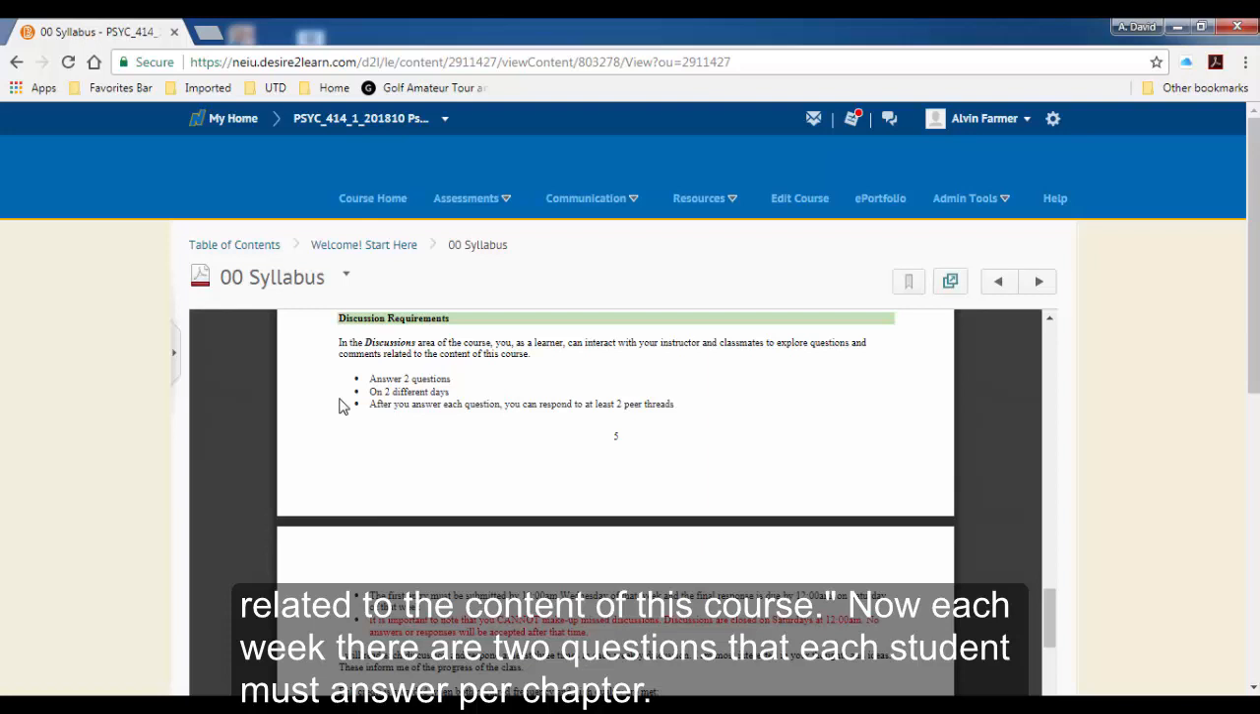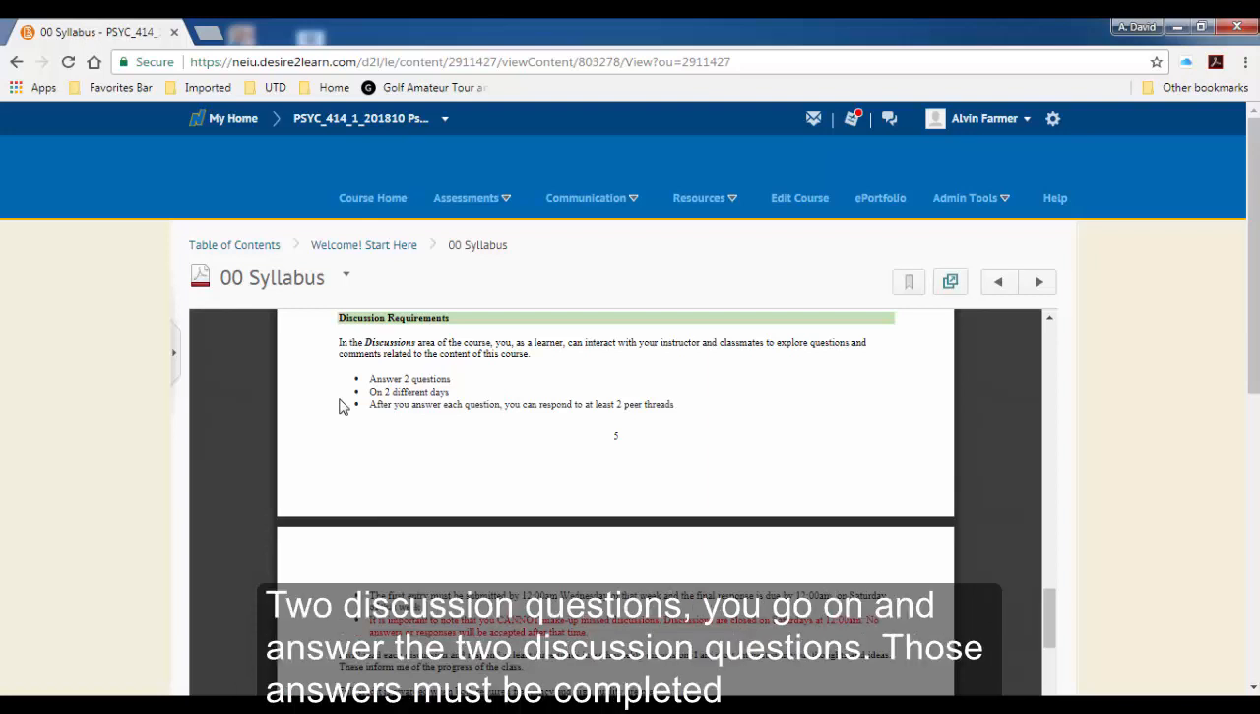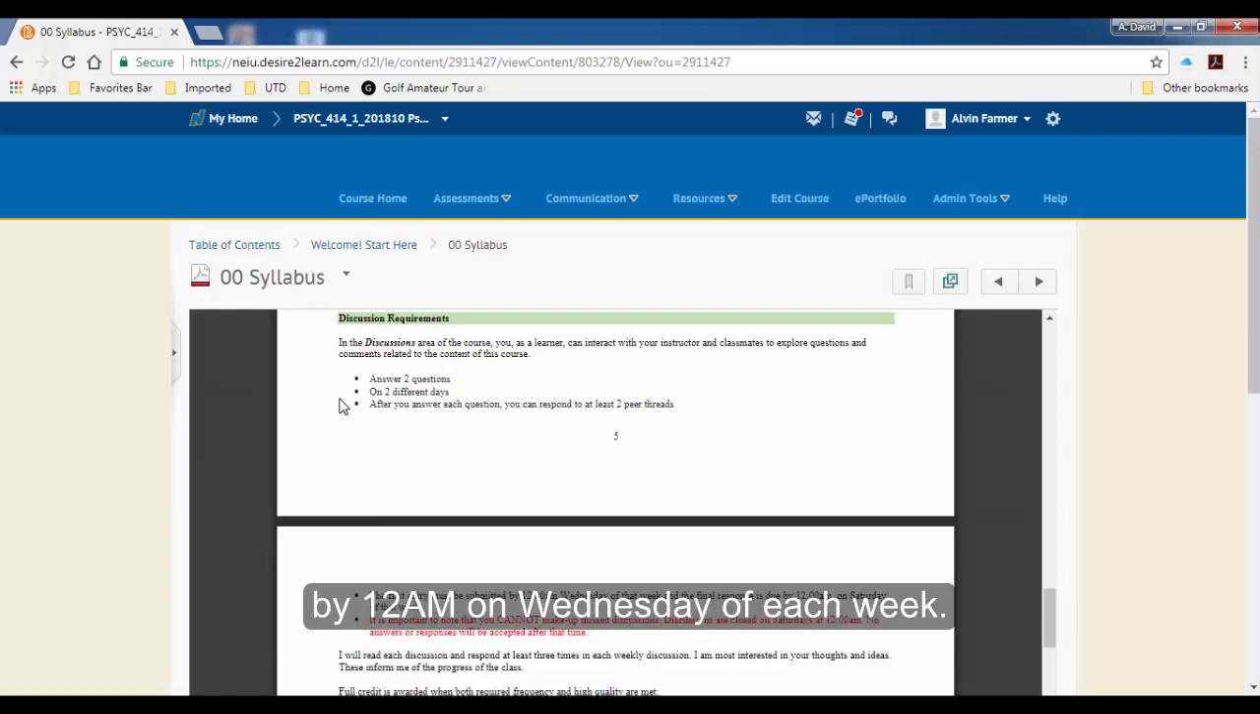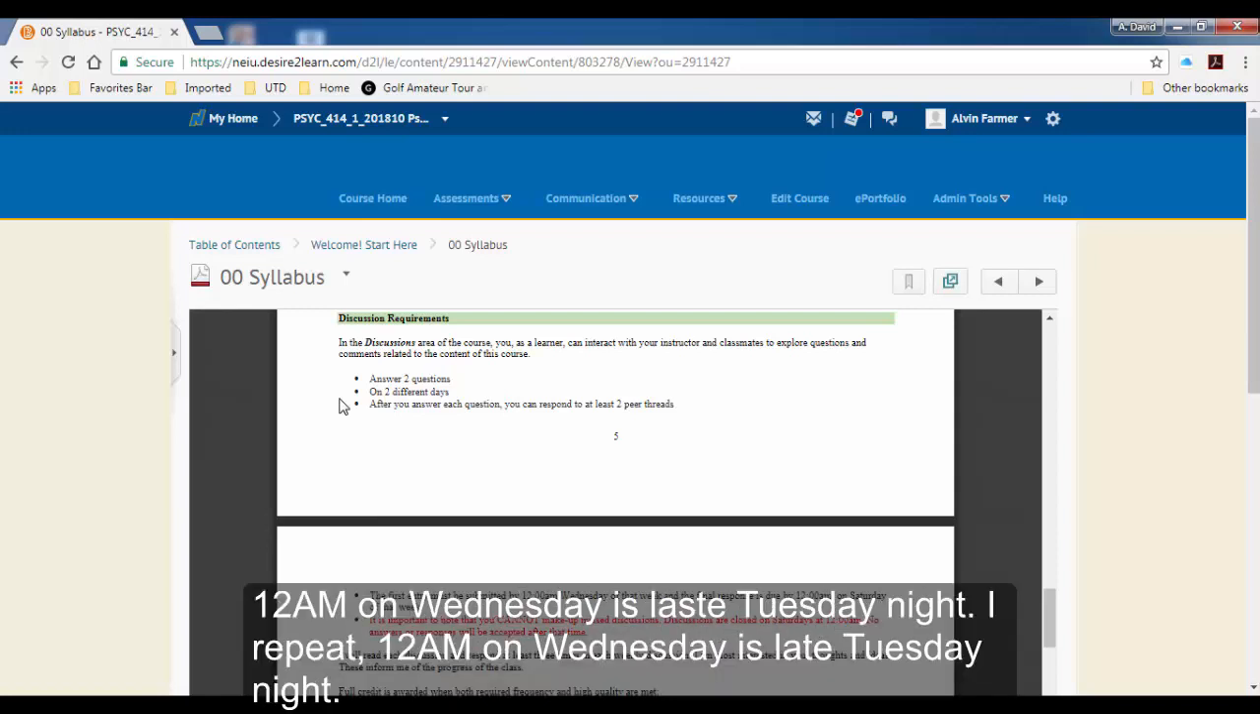Now, each week there are 2 questions that each student must answer per chapter. 2 discussion questions. You go on, you answer the 2 discussion questions. Those answers must be completed by 12 a.m. on Wednesday of each week. 12 a.m. on Wednesday is late Tuesday night. I repeat, 12 a.m. on Wednesday is late Tuesday night.